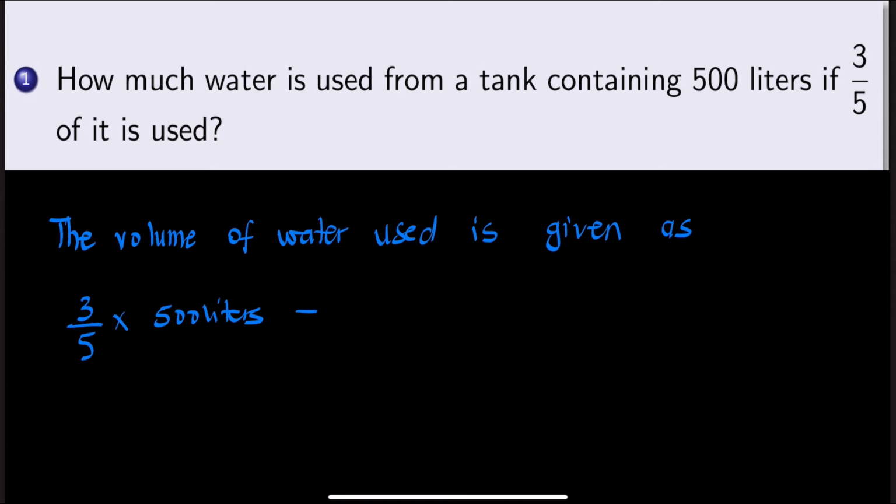And so we can cancel out. So here is over 1. And so 5 can cancel 500. So we're going to have here to be 100. So that's going to give us 300 liters. So that's 300 liters of the water is used.